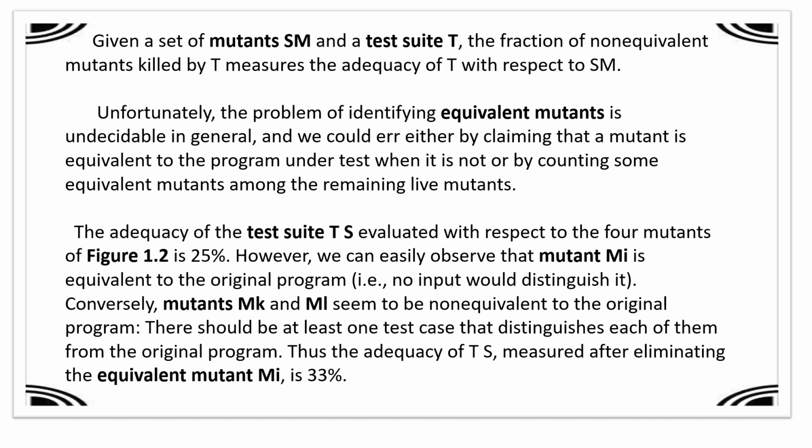The adequacy of the test suite TS evaluated with respect to the 4 mutants of figure 1.2 is 25%. However, we can easily observe that mutant Mi is equivalent to the original program. That is, no input would distinguish it. Conversely, mutants Mk and Ml seem to be non-equivalent to the original program. There should be at least one test case that distinguishes each of them from the original program. Thus, the adequacy of TS measured after eliminating the equivalent mutant Mi is 33%.